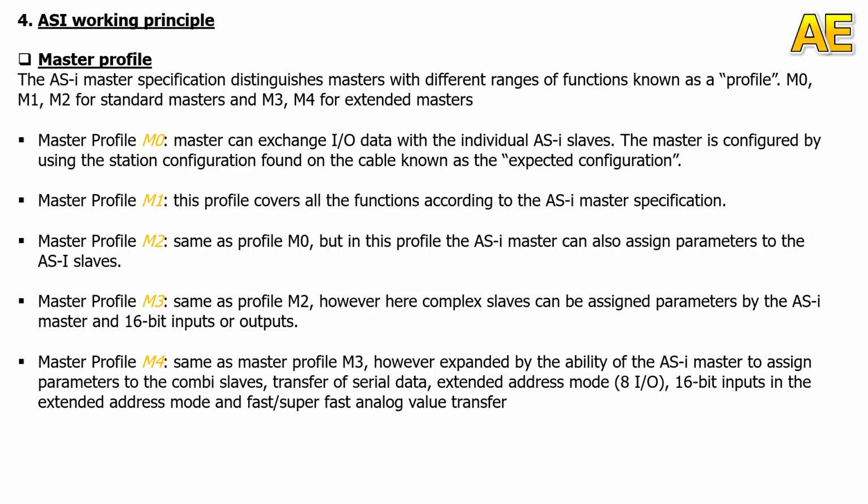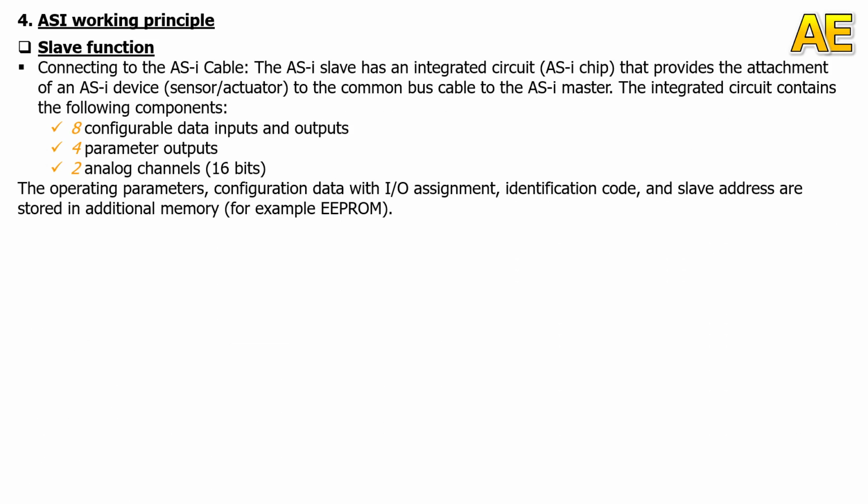Okay, next we will go to the function of the slave. The first function of the slave is connecting to the AS-i cable. The AS-i slave has an integrated circuit we call the AS-i chip that provides the attachment of an AS-i device, which can be a sensor or actuator, to the common bus cable to the AS-i master. The integrated circuit contains the following components.